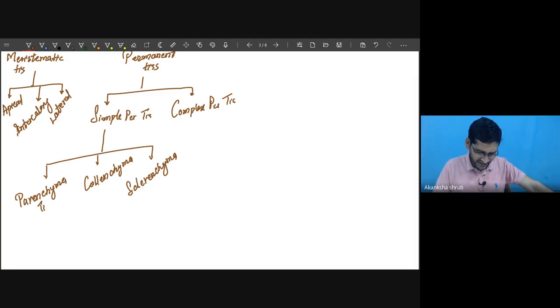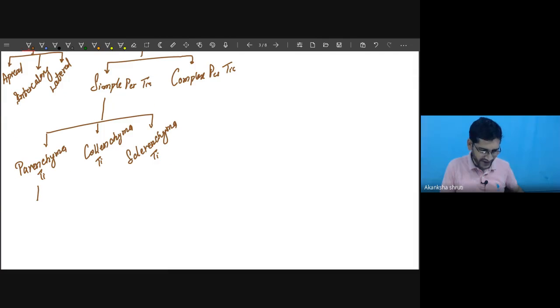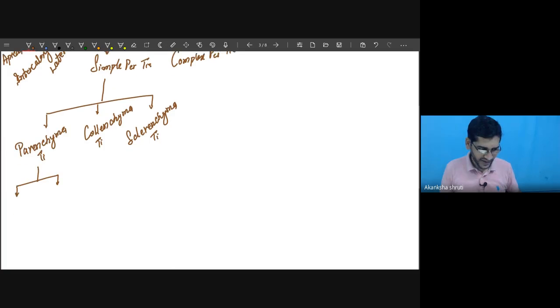These are the tissues. Now this parenchyma can further be classified into two categories. One is called aerenchyma, which traps air inside the plant body. Aeren means air trapping. Aerenchyma.